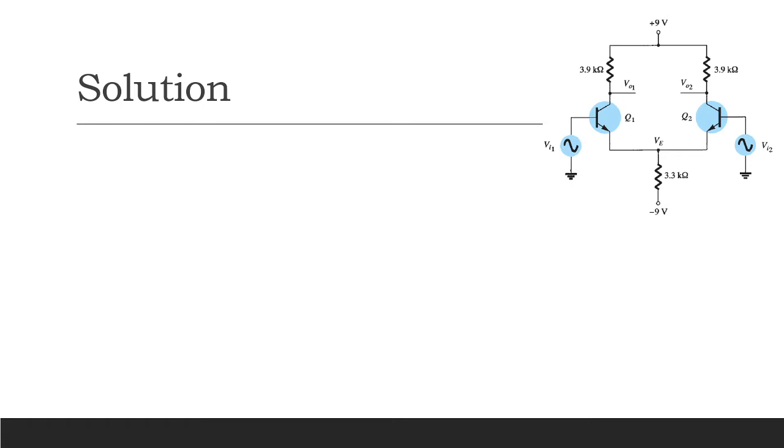So, this is our solution. First, let us try to find IE. To find IE, we can loop here. Take note, this is our IE, also known as the tail current. Or we can just use the equation we already derived earlier for IE.